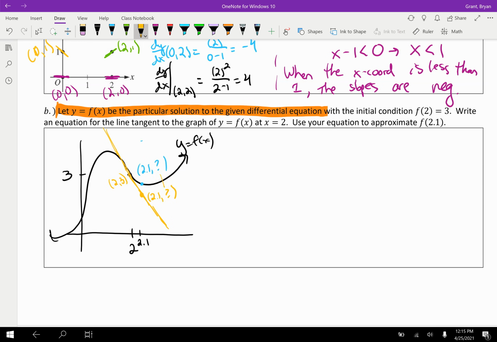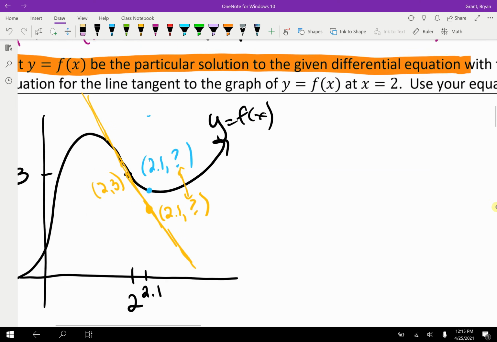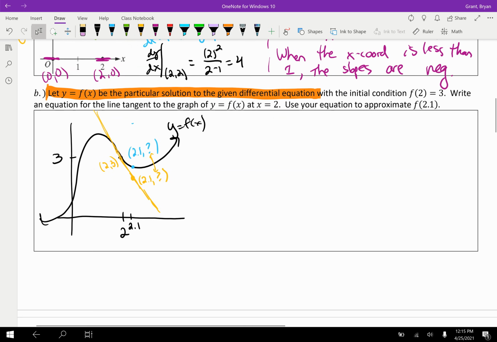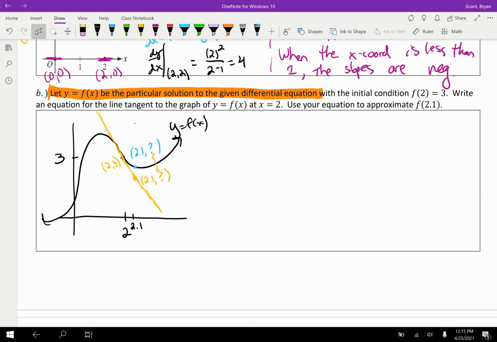And we're going to hope that these somethings are pretty close together, right? That's the nice part about tangent lines, is they are pretty close to the original graph, so we're going to use a tangent line instead of the original graph. All right, so how do we do that? Well, we write a tangent line. So I used yellow. Let's continue.